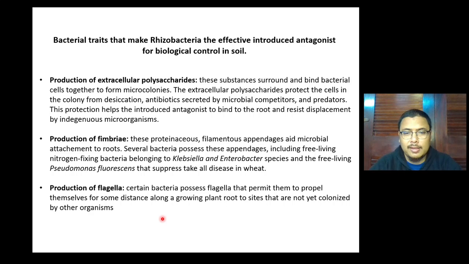Rhizobacteria again are extremely effective introduced antagonists, simply because they can attach and distribute themselves along the growing root surface. Here are some of the bacterial traits that make rhizobacteria effective introduced antagonists for biological control.